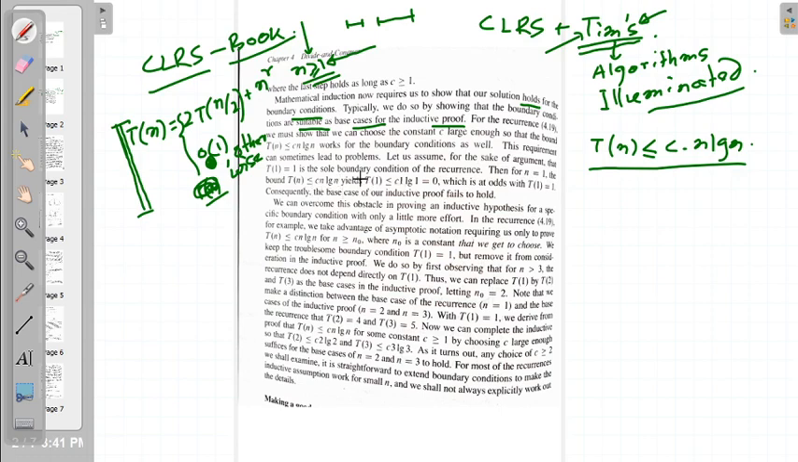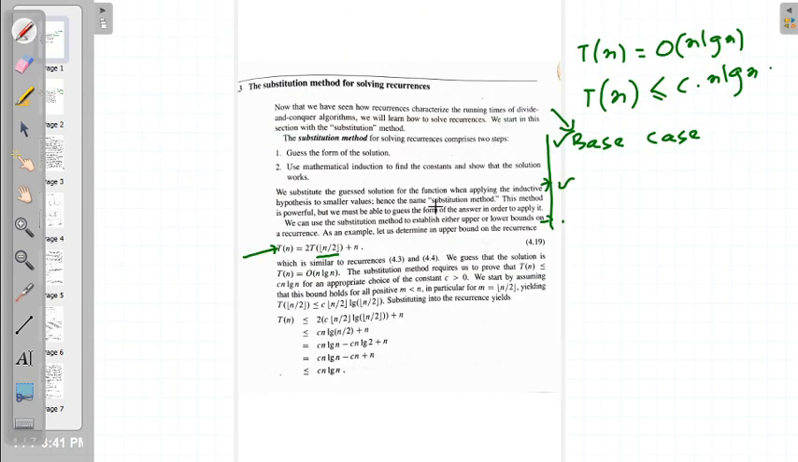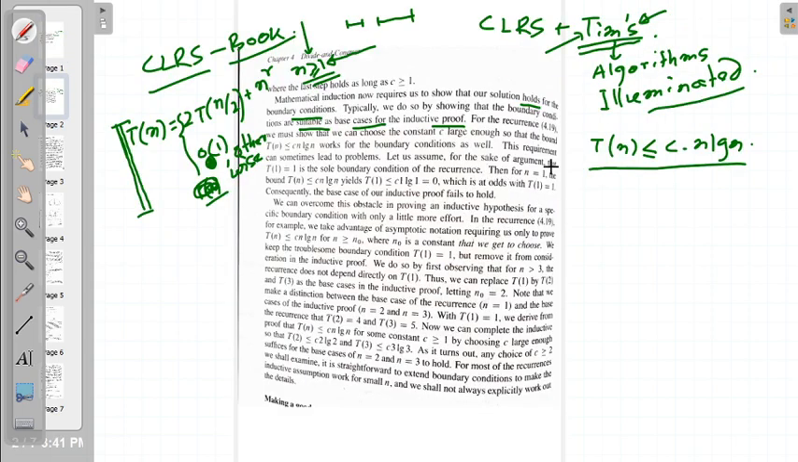So here you see that for the recurrence of 4.19, maybe that was not shown here, but yes, this is the 4.19 recurrence. So this is T(n) equals to 2T(floor of n by 2) plus n. So for this, for the sake of argument, that T(1) equal to 1 is the sole boundary condition for the recurrence. Okay. T(1) equals to 1.